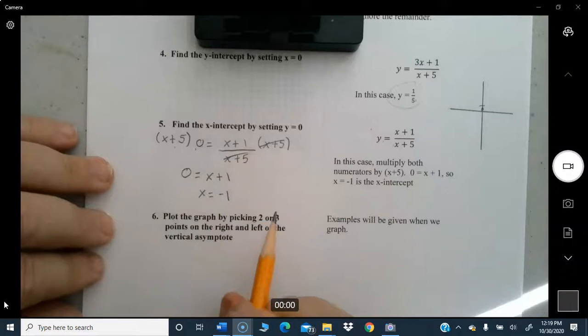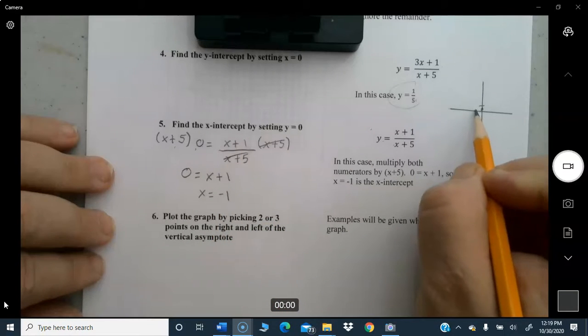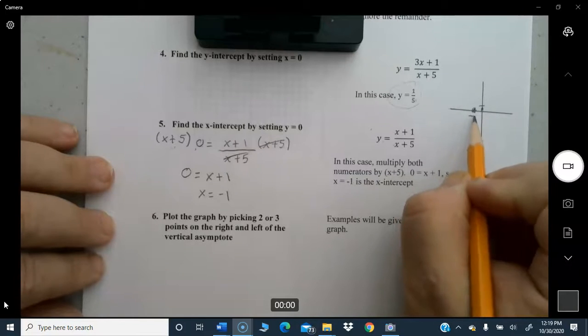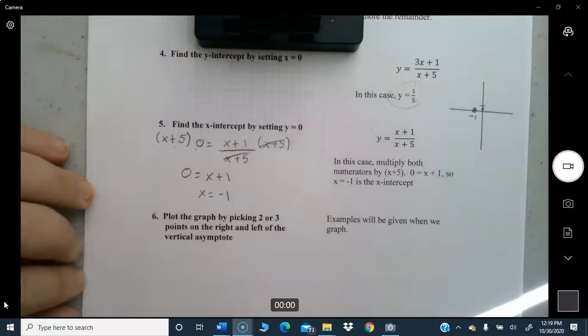Okay, so the x-intercept would be -1. That means if I go back here, I go to right about there, and that would be -1 right there. That's where it would intercept the x-axis.